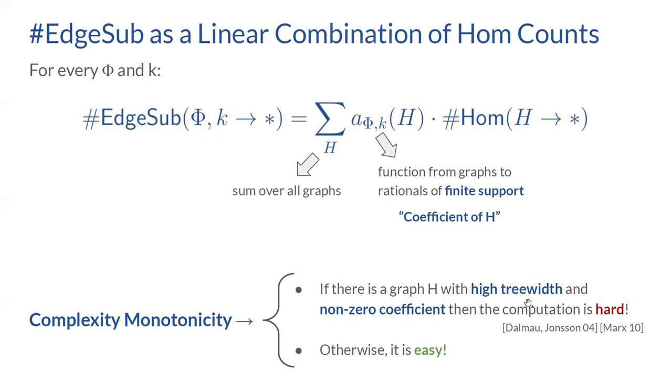I won't define what tree width is in this talk because we only need it as a black box. Just think of it as being a measure of how tree-like a graph is.